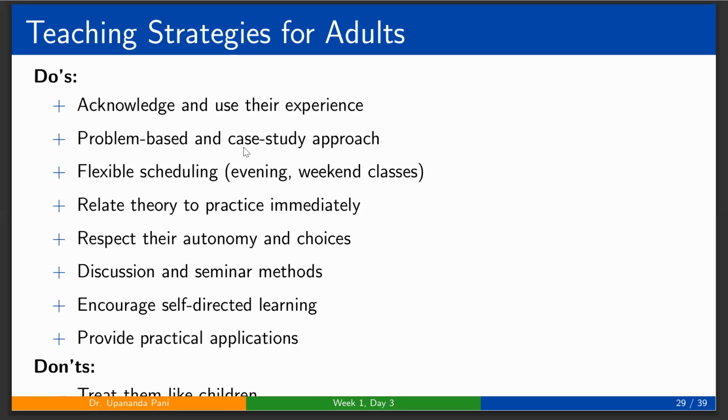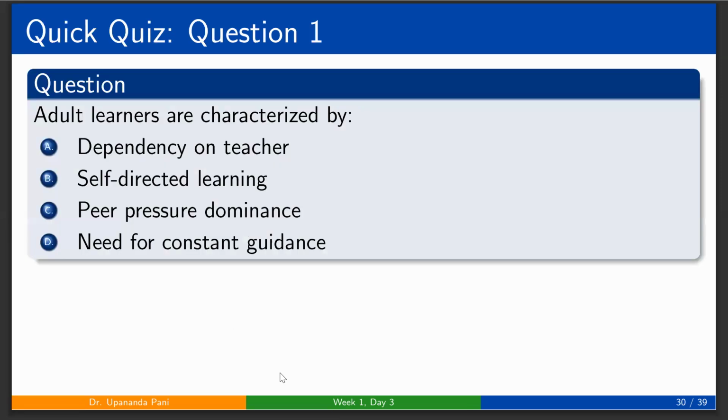Then what should be the teaching strategies for adults? You acknowledge and use their experience. It is better to have a problem-based and case study approach for these learners. You can have flexible scheduling of classes, relate theories to practice immediately, respect their autonomy and choices, and use discussion and seminar methods to encourage self-directed learning and provide practical application. What we should not do is treat them like children.